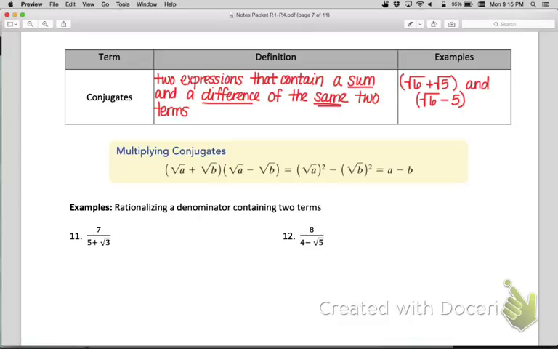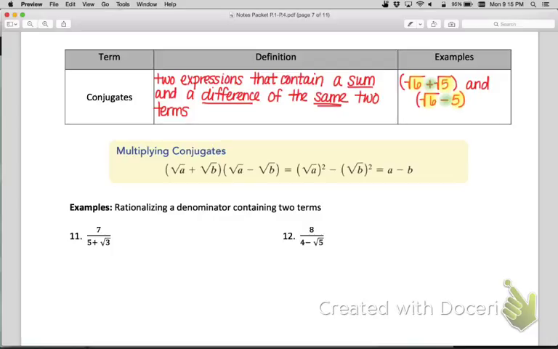And so they have to be the same two expressions. So if you look at the example here, you notice I have the square root of 6 and the square root of 6, and the square root of 5 and the square root of 5, but that one of the expressions has a plus and one of the expressions has a minus. That's what they have to have. Now, they don't both have to be radicals. You could have 2 plus the square root of 2 and 2 minus the square root of 2. 2's not a radical, but that's okay. It still works in this instance.